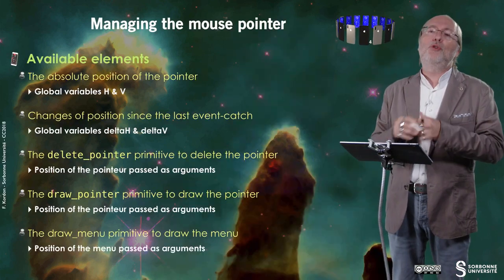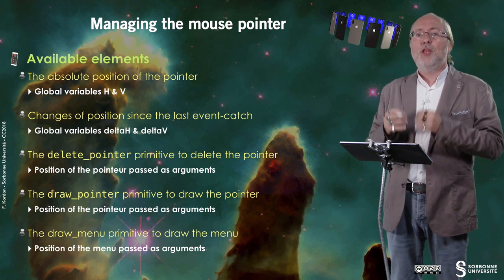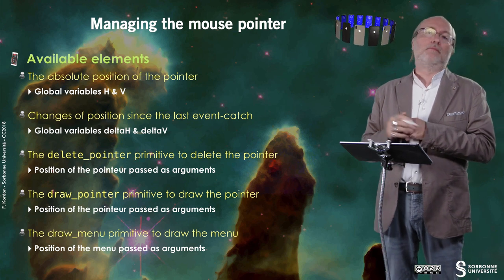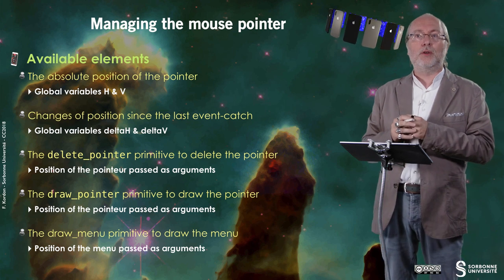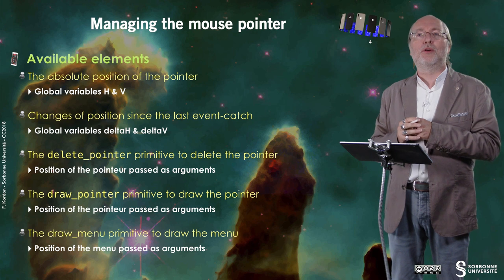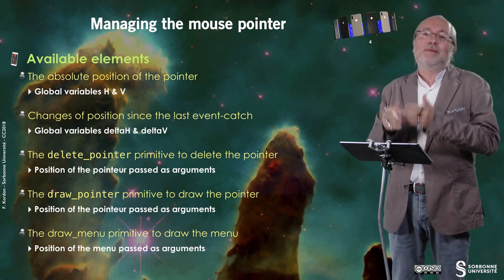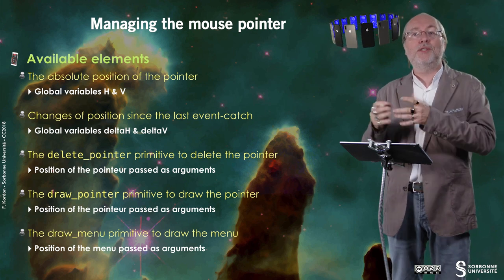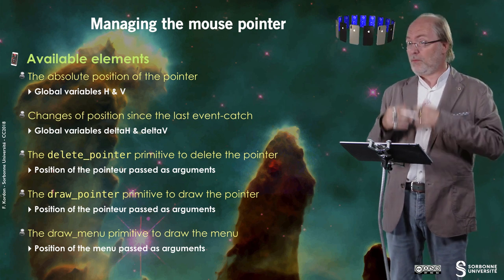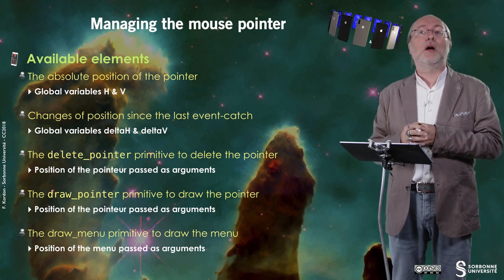Then, when the system generates a signal, you can find in two variables, delta H and delta V, the change of position since the last event. For example, I move my mouse, there is a displacement, then the signal is emitted and it says, okay, on the H axis it's 20 pixels, on the V axis it's 40 pixels. Then you have a primitive, we don't care about how it works, that allows you to delete the pointer, and you pass the position of the pointer as argument. There is another primitive, draw pointer, that allows you to draw the pointer at the coordinates where you want it to be drawn. And you have a draw menu primitive that will draw the menu at the position you pass as arguments.